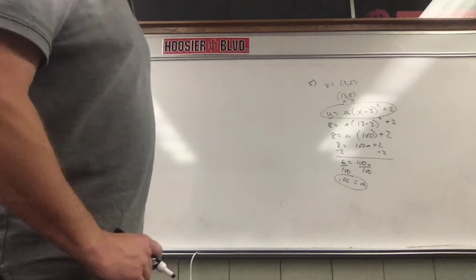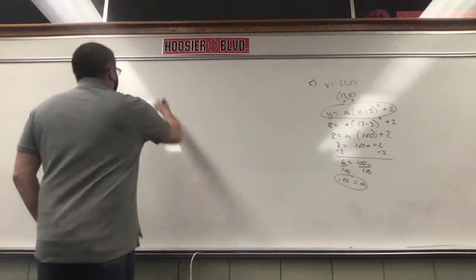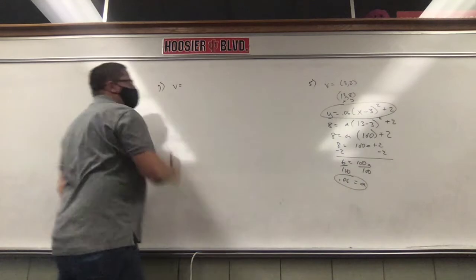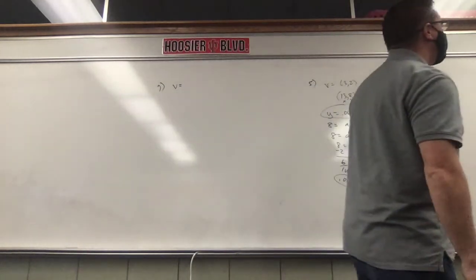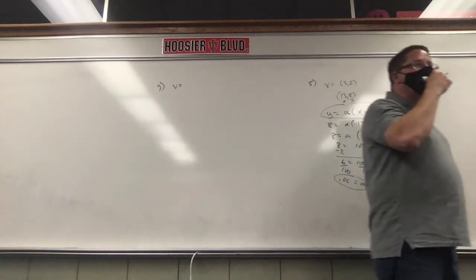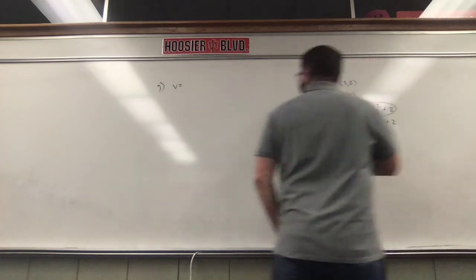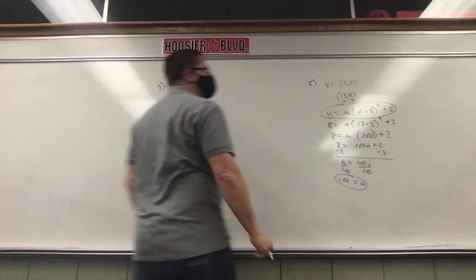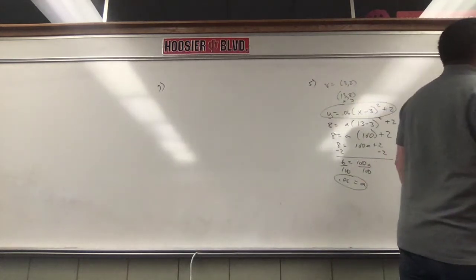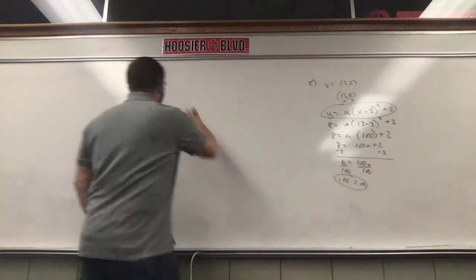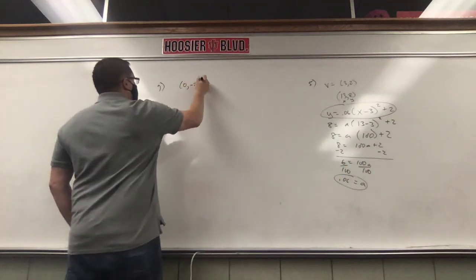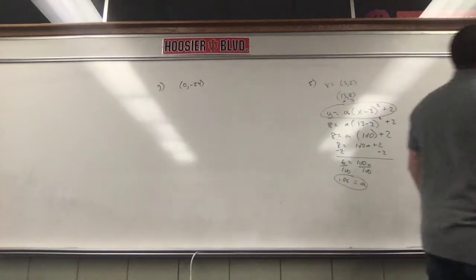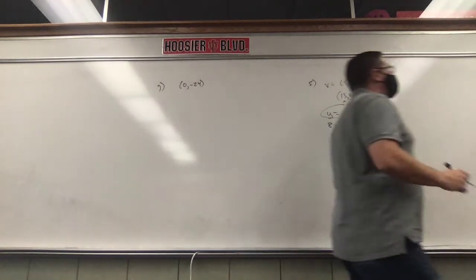So number 7. We have vertex of what? Now, people in the back that can't see this, let me give you this. The points they give you are 0, negative 24, and negative 6, negative 12.